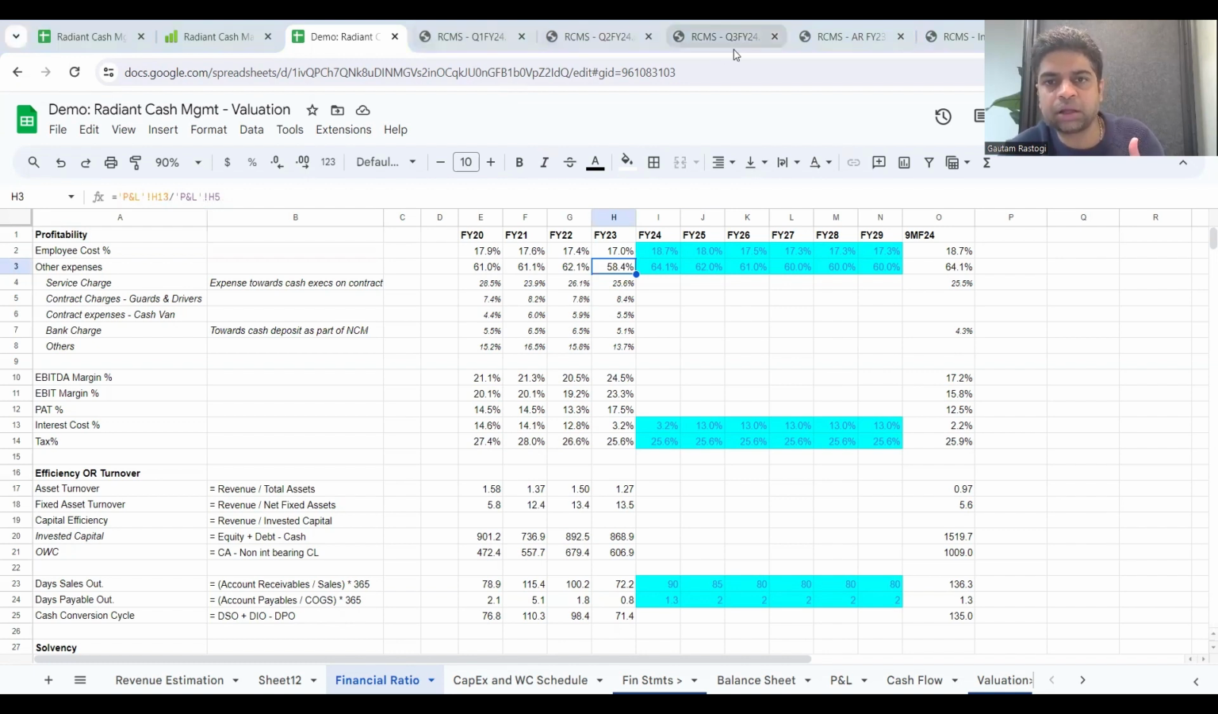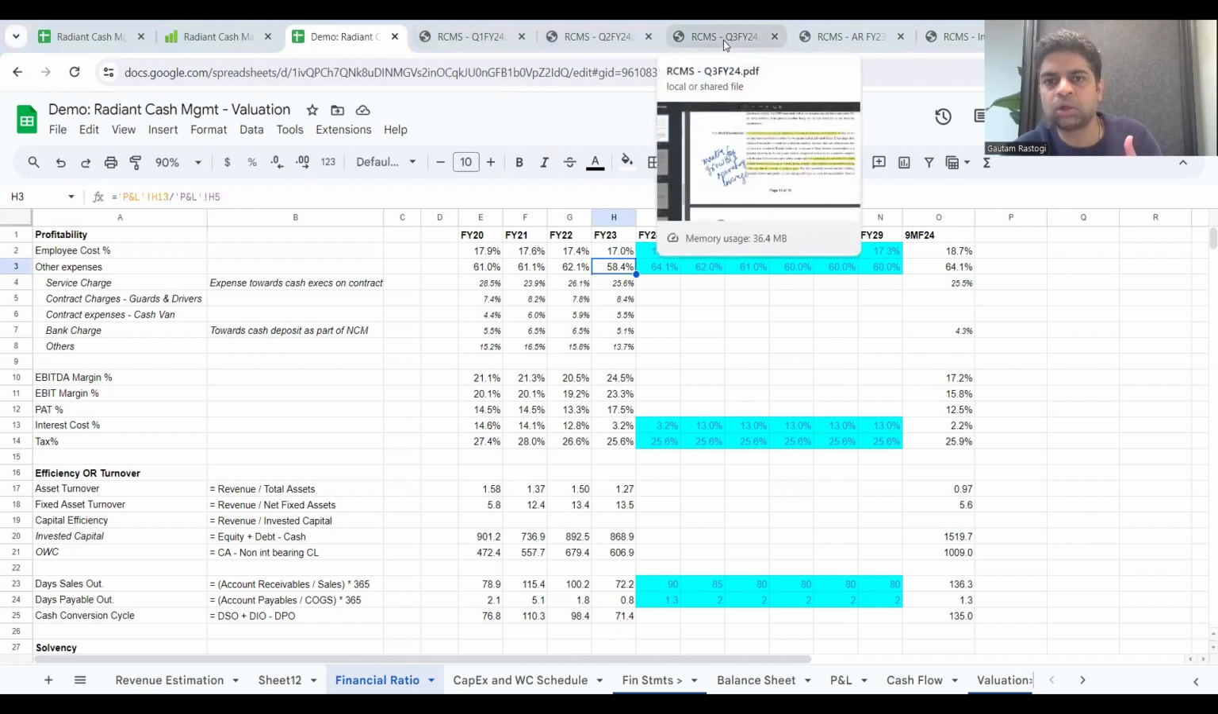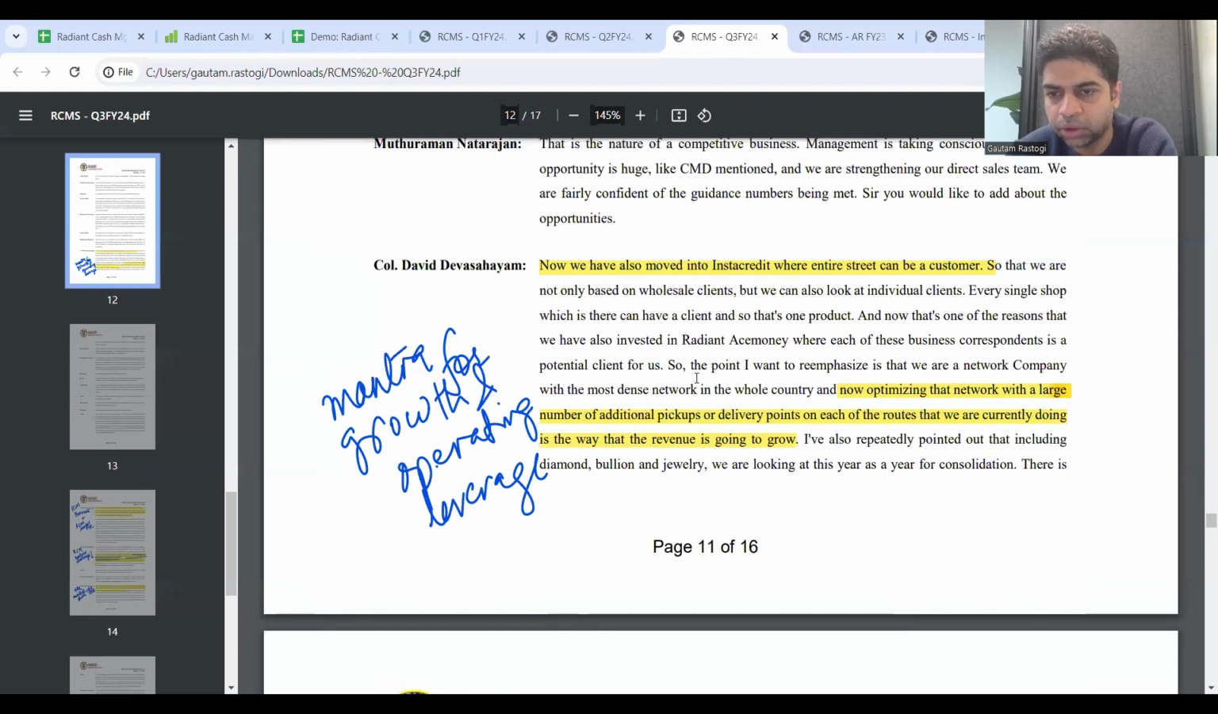If I go to the Q3 earnings call transcript, let me pull that over. If you read through the highlighted snippet here, their MD says that to optimize the network with a large number of additional pickup or delivery points on each of their existing routes is the way that revenue is going to grow, and that is going to give them operating leverage. मतलब क्या हुआ? Operating leverage का मतलब क्या हुआ?